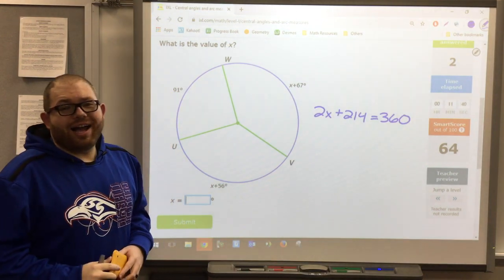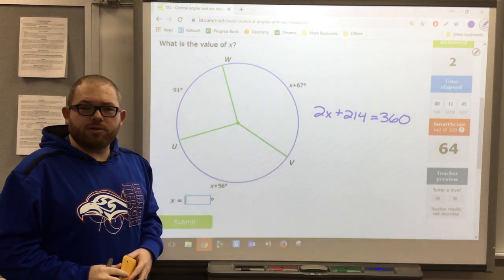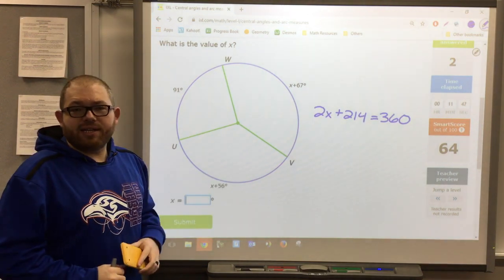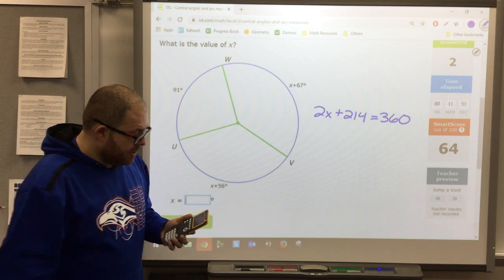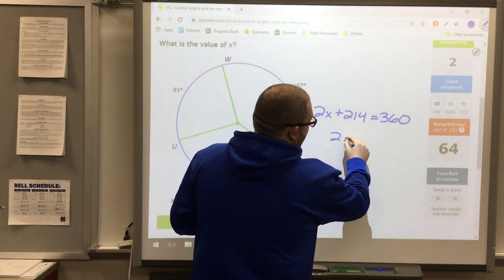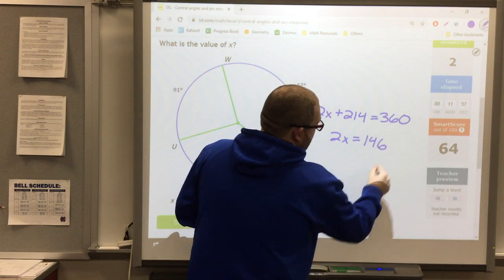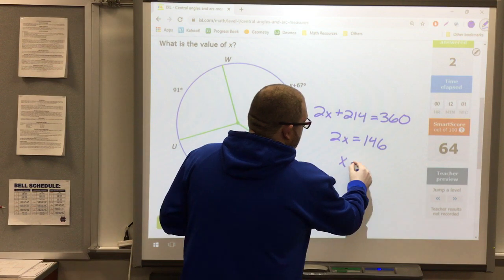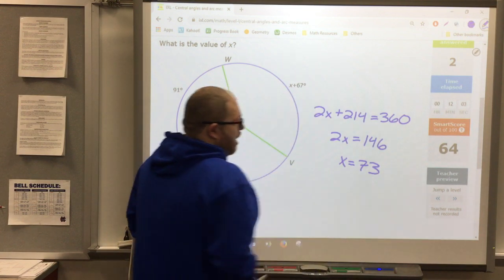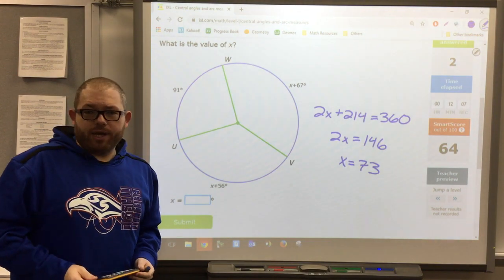And from here, I just need to complete the algebra. Subtract 214 from both sides of the equation. That's going to give me that 2x equals 146. Finally, divide by 2 on both sides of the equation, and that should give me an x value of 73.